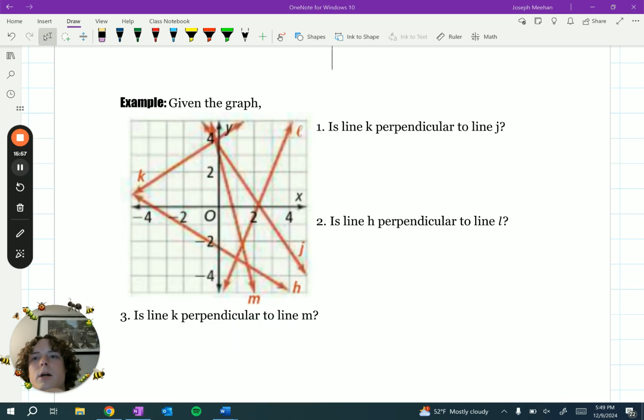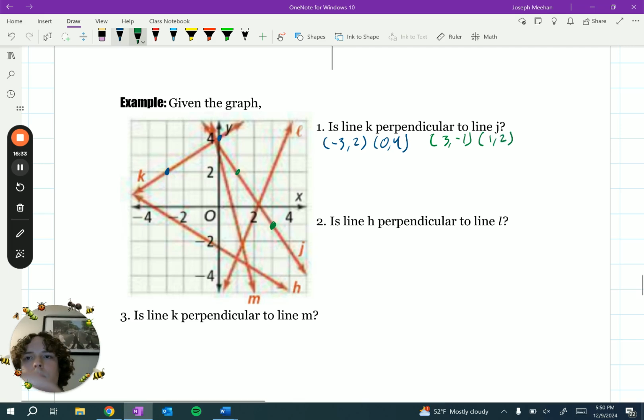All right, so given the graph, is line K perpendicular to line J? So we've got to figure out some slopes. Let's do line K. Let's figure out some points. It looks like we have -3, 2. And it looks like we have, let's say, 0, 4. Okay? And then let's also look at line J. That is this line right here. So line J, we have a point at 3, -1. And then we have a point at 1, 2.